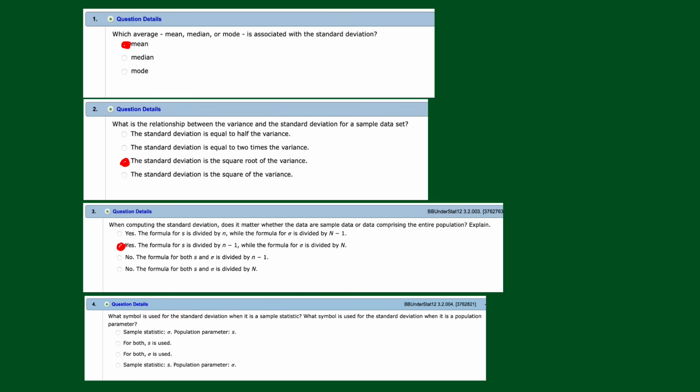So what do we have? Sample statistic. This is backwards. Both, that's not right. Both don't use the same symbol. Sample statistic, English letter, S. Population parameter, sigma. We're going to have the last one there. There we go.